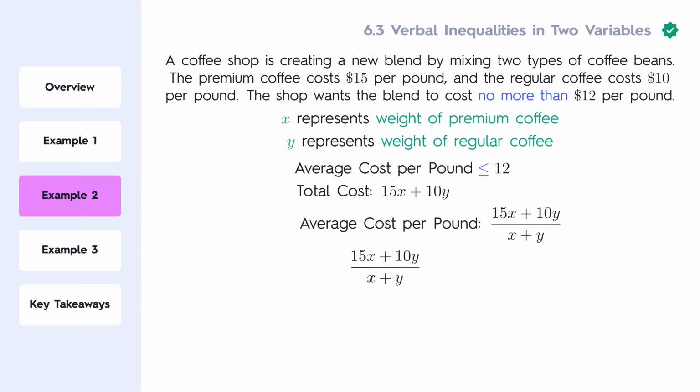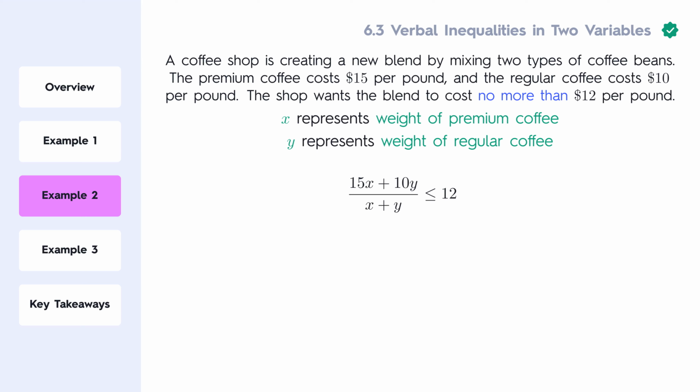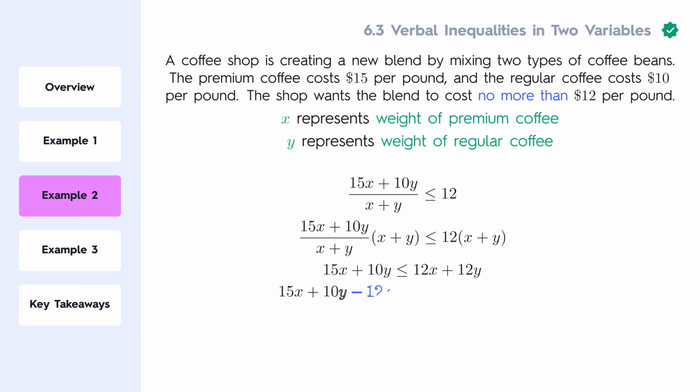This inequality tells us that the average cost of the blend per pound should be $12 or less, based on the weights x and y of each type of coffee. To make this inequality easier to work with, let's eliminate the fraction by multiplying both sides by x plus y. Now we distribute 12 on the right side. Next, we'll bring like terms together by subtracting 12x from both sides. Therefore, this inequality represents all possible mixtures of the two types of coffee.